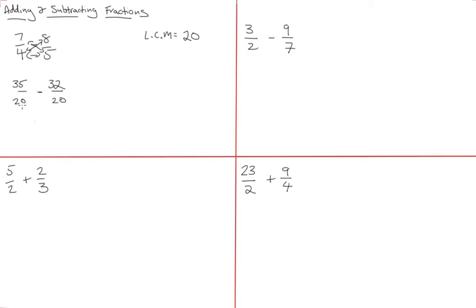So now that we've got the same bottom number, we can just subtract the top two numbers. And 35 minus 32 is 3/20. And that's our answer. 3/20, and we can't simplify it any further. So if you minus 7/4 and you minus 8/5, you will get 3/20. And that's all you have to do.